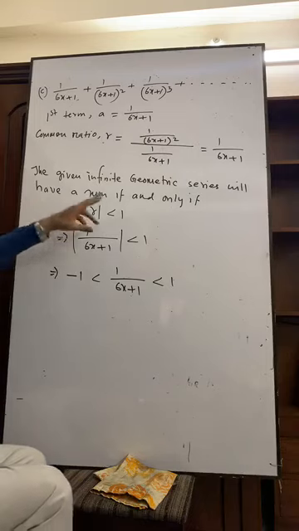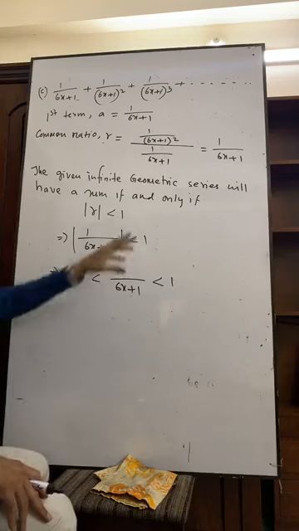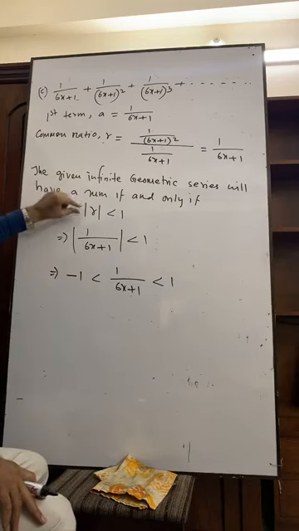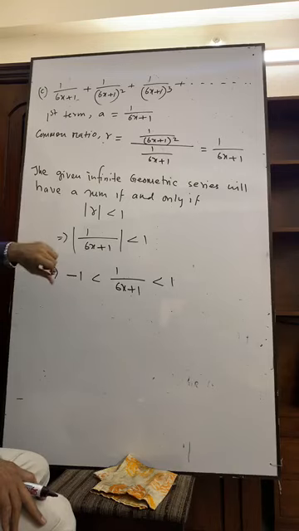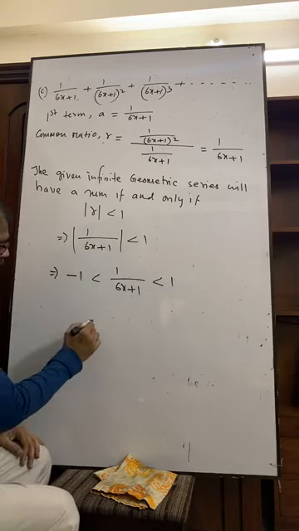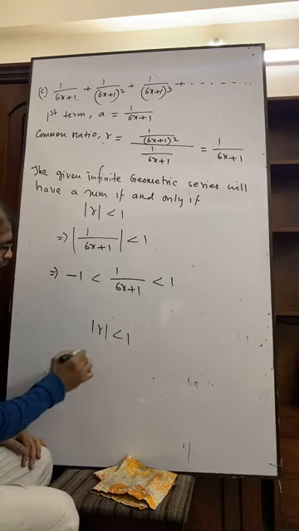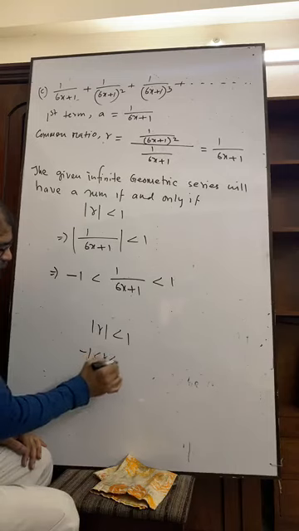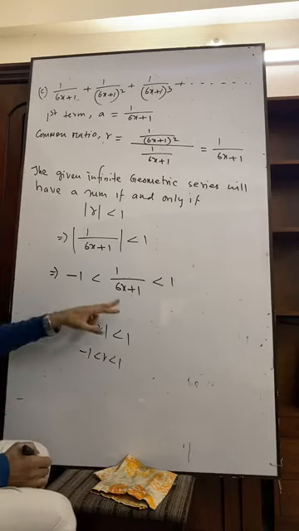The given infinite geometric series will have a sum if and only if, this is the formula, the absolute value of r is less than 1. I have put the value of r here. As I told you, it means minus 1 less than r less than 1, like this I have written it.